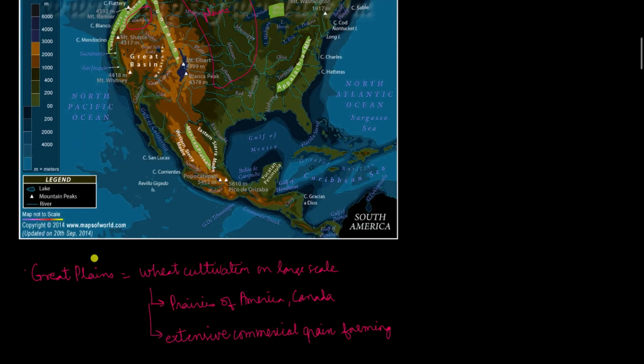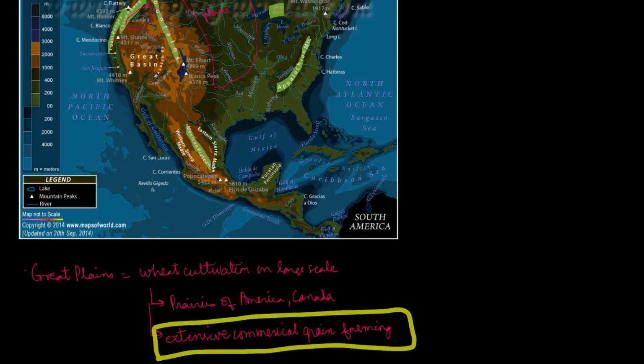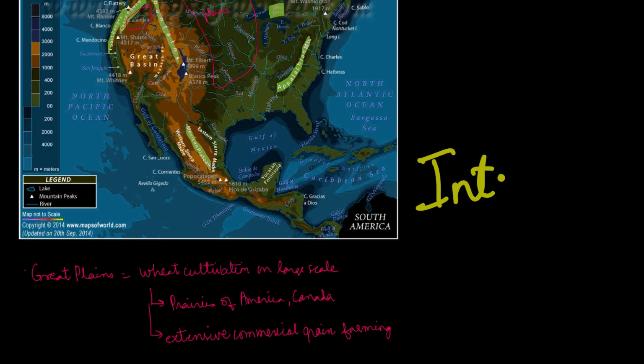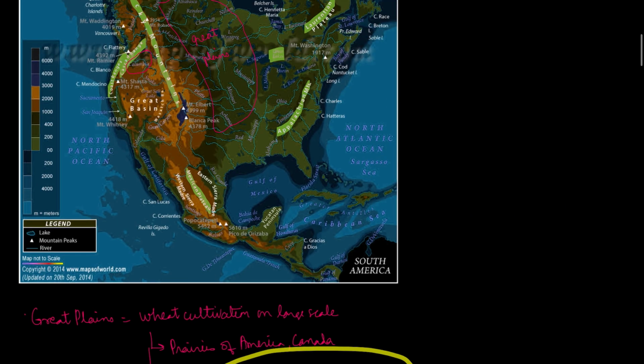So the Great Plains. The Great Plains are famous for wheat cultivation on a large scale. These are known for extensive commercial grain farming. In the movie Interstellar, you might have seen the corn farm. This is a representation of this extensive commercial grain farming. These regions are basically called the prairies of America and Canada, where wheat cultivation is prominent.